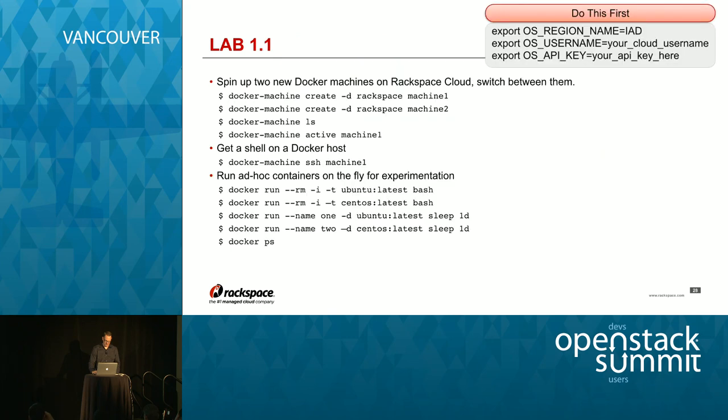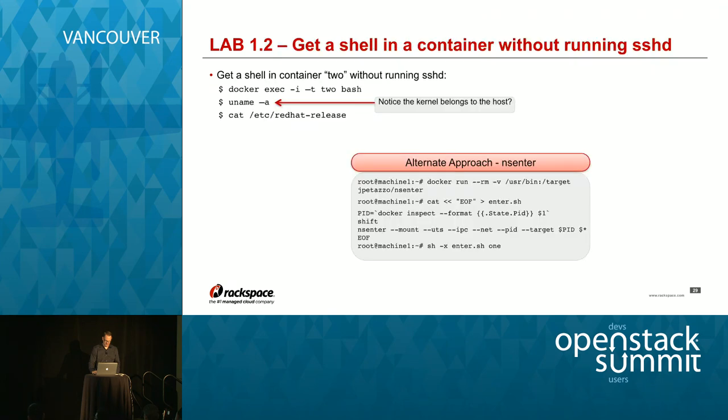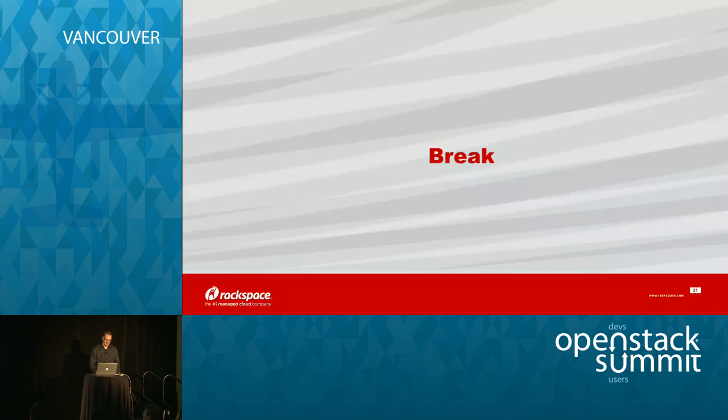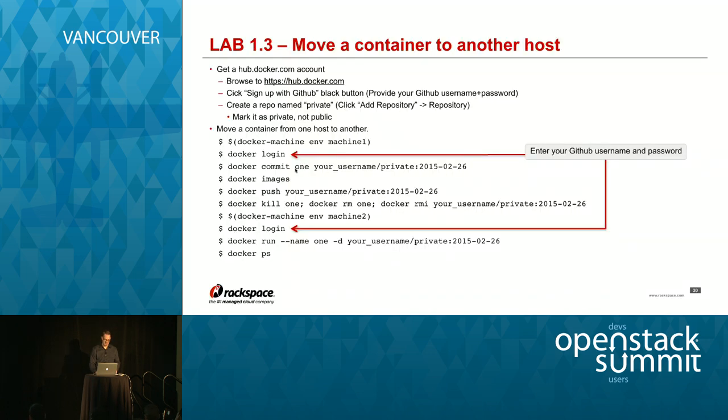Docker commit, which one? Yeah, no. Oh, one, yeah. In this case, is actually machine1. So I should put machine1 there? See right here? This is a bug in my slide. That should say machine1.